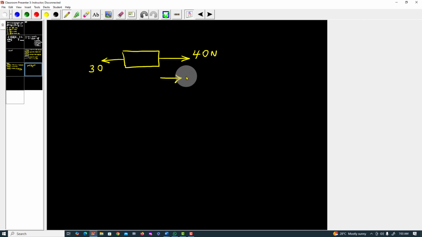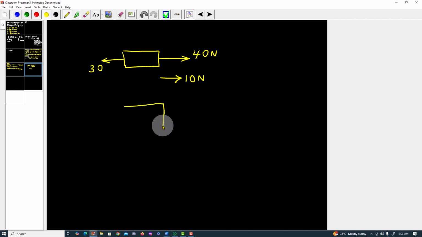is about resultant force. I'd like you to remember that if you're given an object and this object is acted upon by several forces, like for example, a force of 40 newtons, maybe to the right, and a force of 30 newtons to the left, the resultant force is 10 newtons to the right. This is the resultant force.